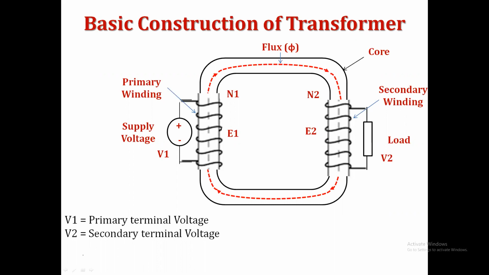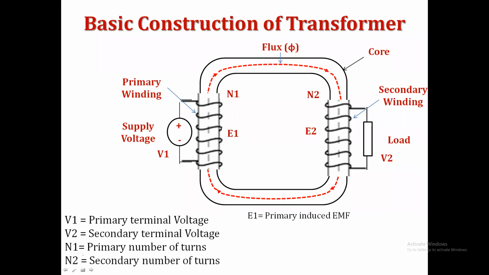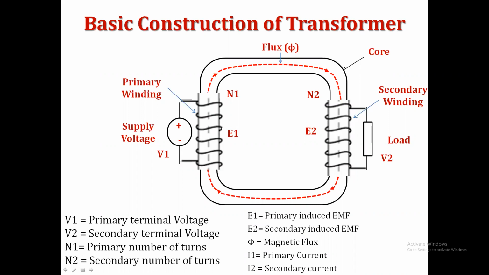V2 is the secondary terminal voltage: the two terminals of the secondary coil across which we are going to connect the load, and the voltage that develops across them, we call V2. N1 is the primary number of turns, N2 is the secondary number of turns, E1 is the primary induced EMF, E2 is the secondary induced EMF, phi is the magnetic flux, I1 is the primary current flowing to the primary winding, and I2 is the secondary current. So these are the few terms we are using while explaining the transformer.